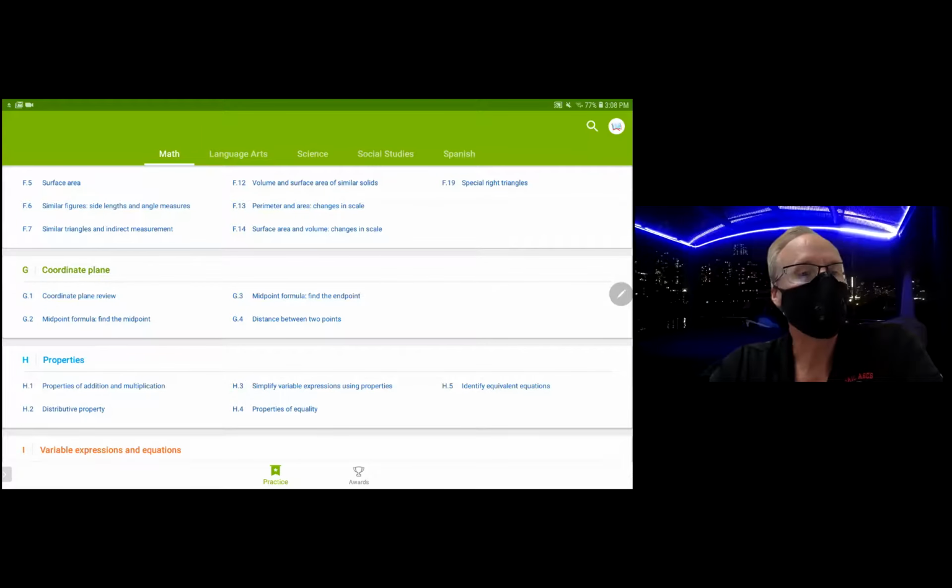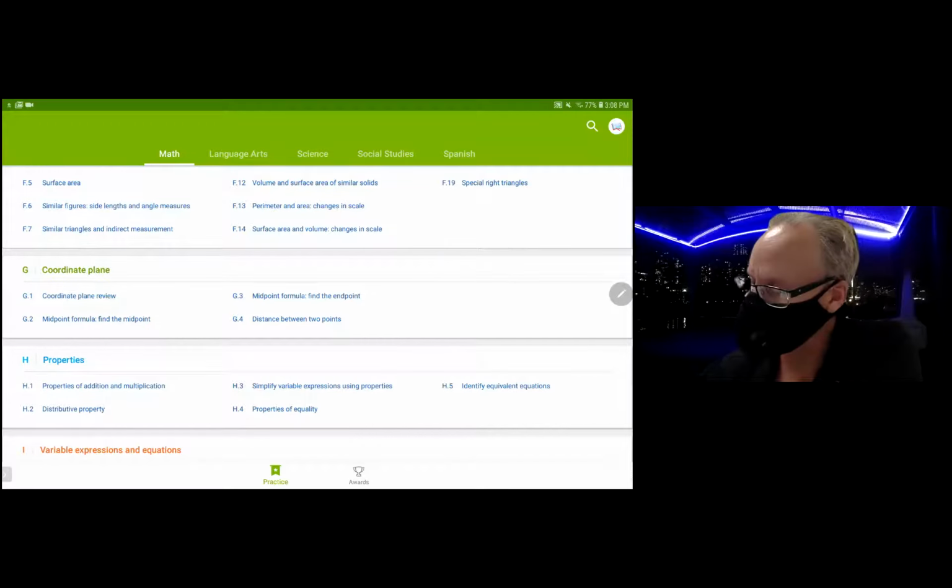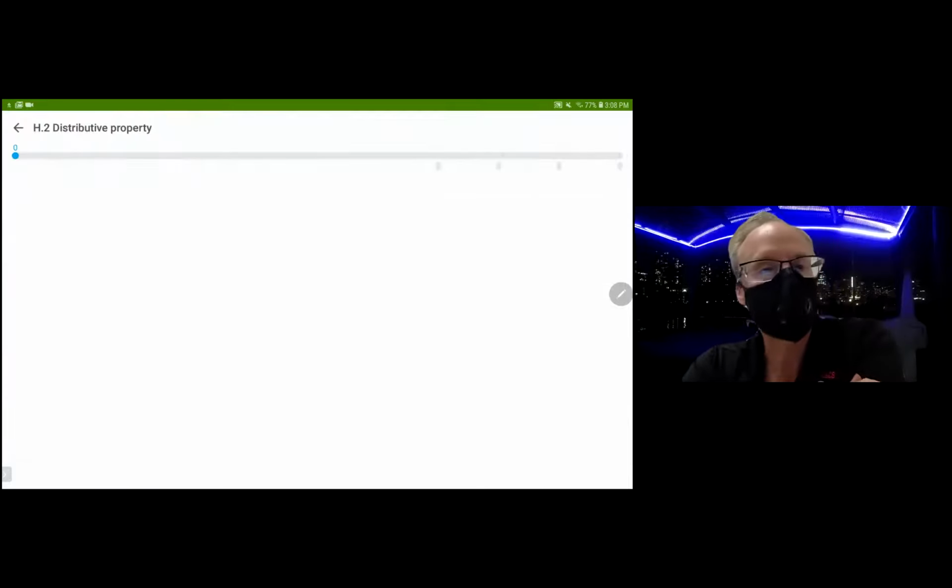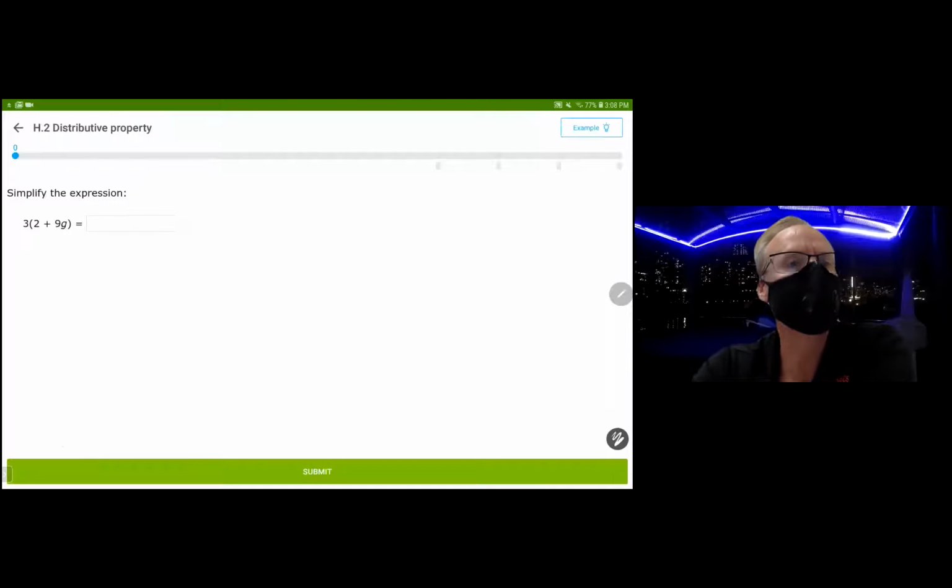Hi, everybody. We're back. We're going to do properties in Algebra 1. This is the property section, and we're going to look at the distributive property. I haven't looked at any of the problems yet, so I'm not sure how they're going to apply it, but here it goes. Distributive property, and we'll see how they apply it.